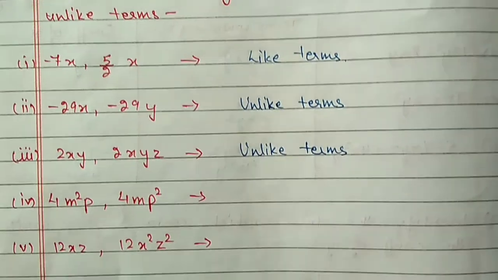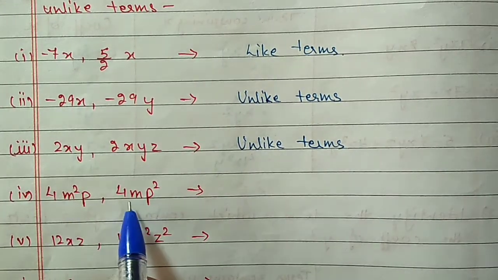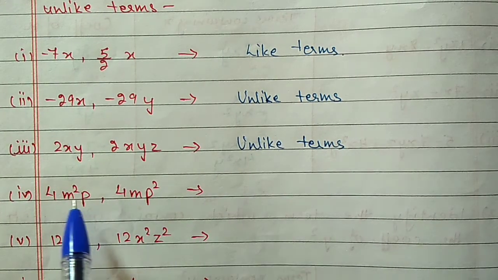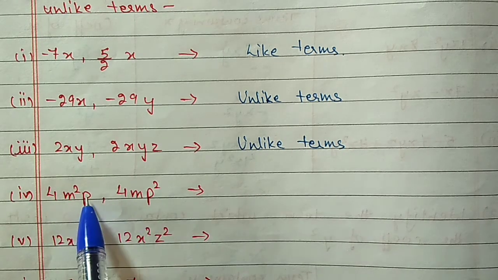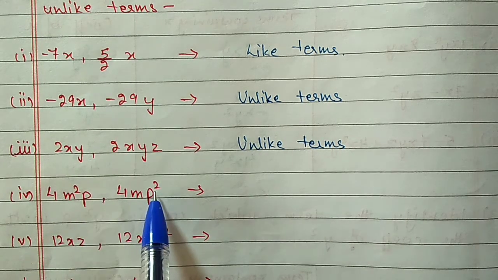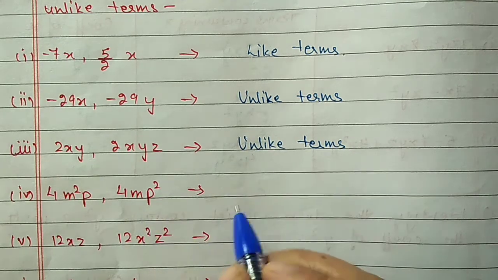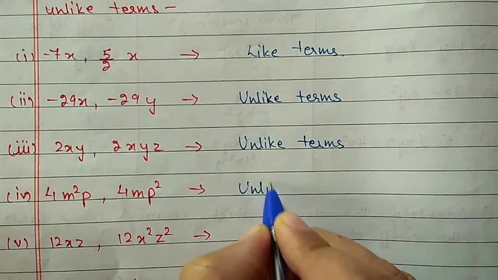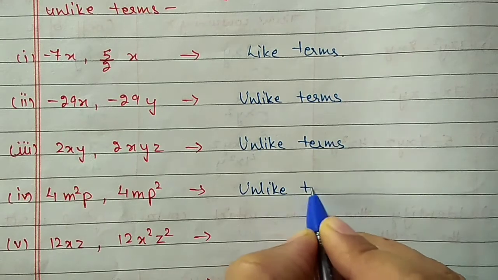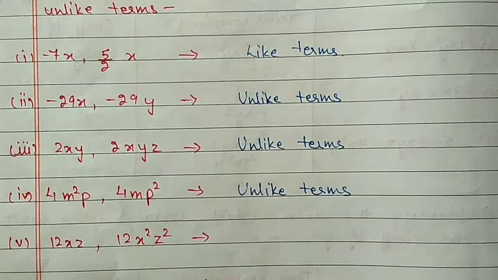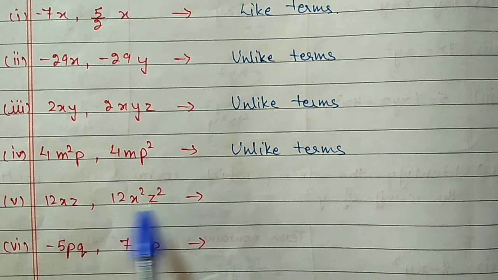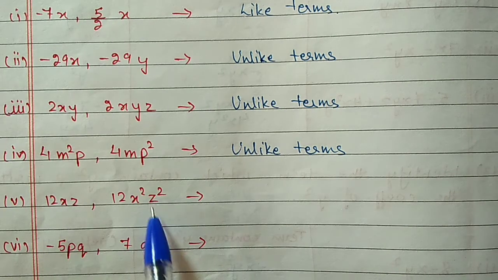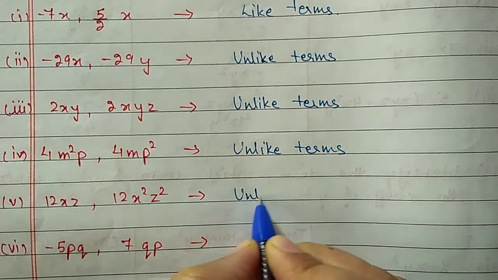Next, 4m square p and 4mp square. You can see the power. M has power 2 here, 1 here. P is 1 here, 2 here. It is different power-wise. So these are also unlike terms. Fifth one, also you can see the power: here x and z, here x square, z square. So these are also unlike.